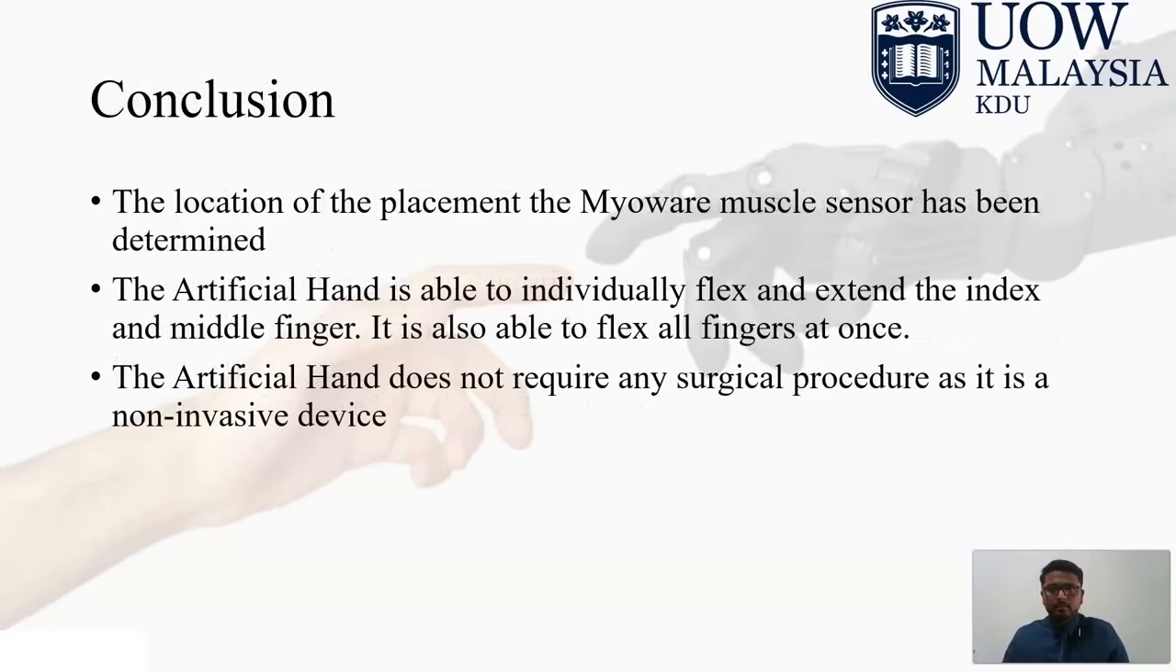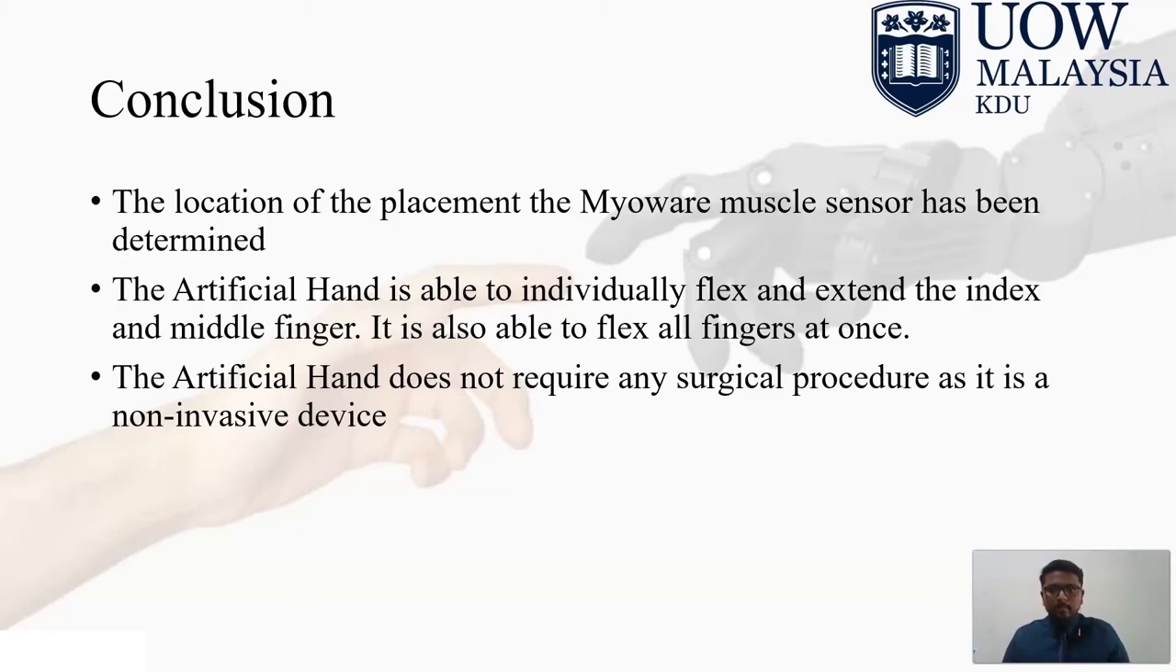So in conclusion, the location of the placement of the MioWare muscle sensor has been determined. The artificial hand is able to flex and extend the index and middle finger. It is also able, with an additional feature, to flex all 5 fingers at once.